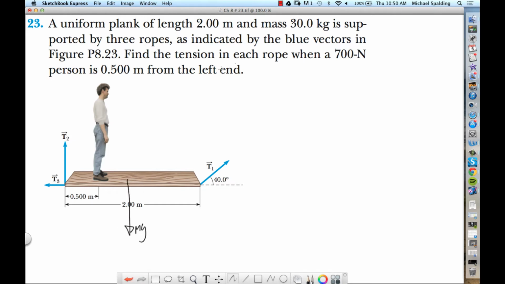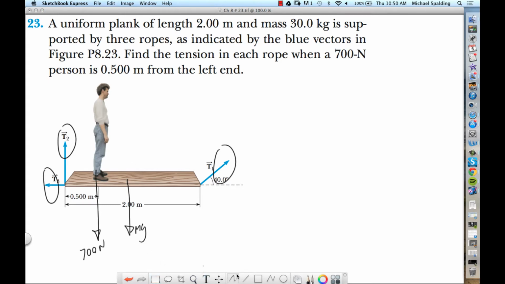Like that. Supported by 3 ropes. So we have 2 ropes on the left and 1 rope on the right, and they're already labeled for us. Rope 1, rope 2, rope 3, right? Tension 1, tension 2, tension 3. And what else do we have? We have a 700 Newton person standing half a meter from the left end. So this is going to be 700 Newtons down like that. Okay, so what we're trying to find are the 3 tensions. Find tension 1, tension 2, and tension 3.